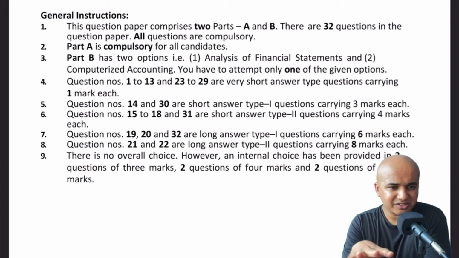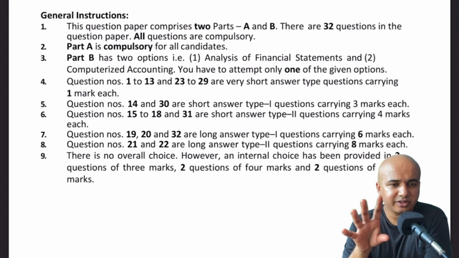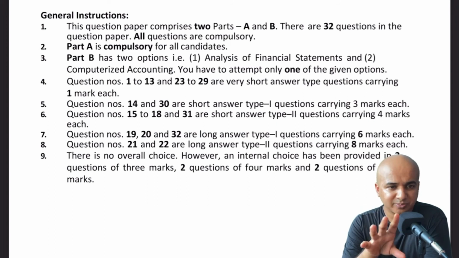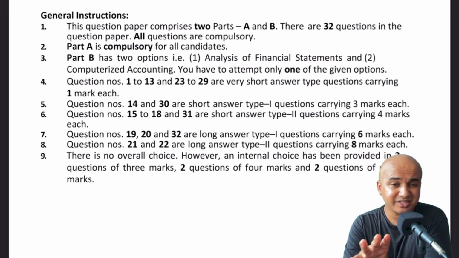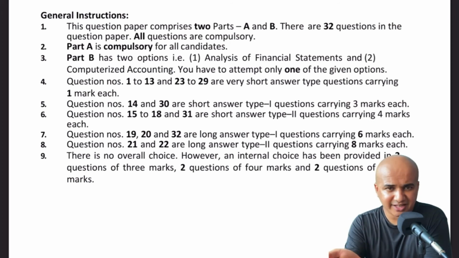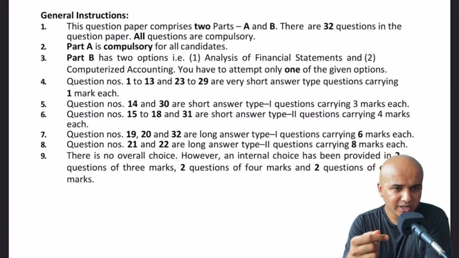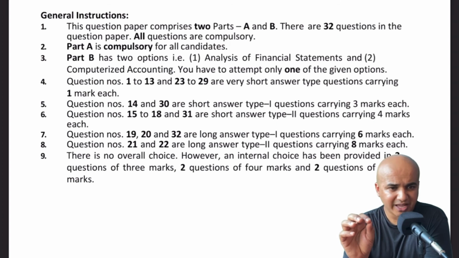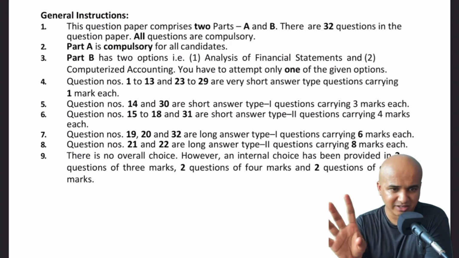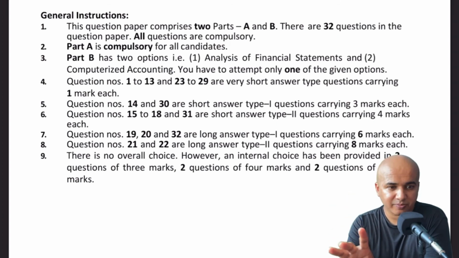So now general instructions are there. You can look at the question paper. We have 2 parts, part A and part B. There are 32 questions, and all questions are compulsory. When they say 32 questions, some of the questions carry just 1 mark. For instance, they say question numbers 1 to 13 and 23 to 29 are very short type questions carrying 1 mark each. That's it. So that won't take much time.